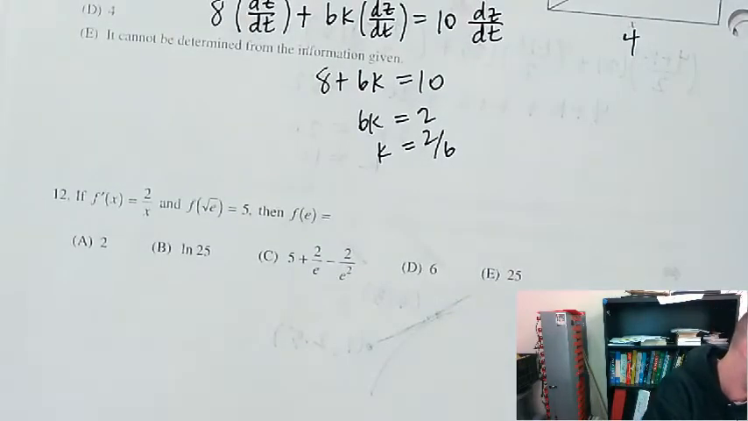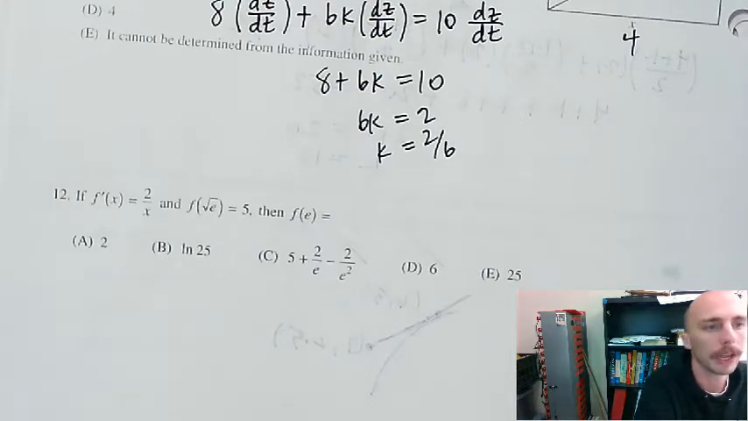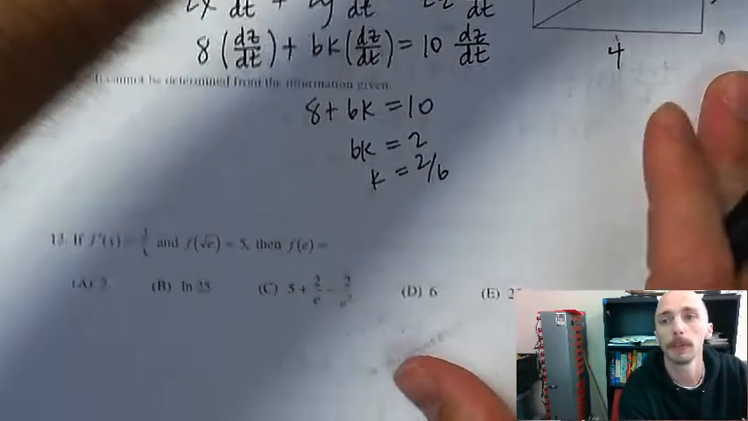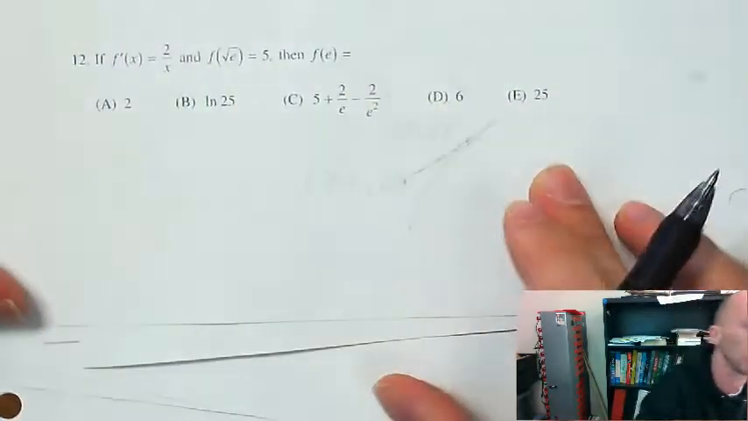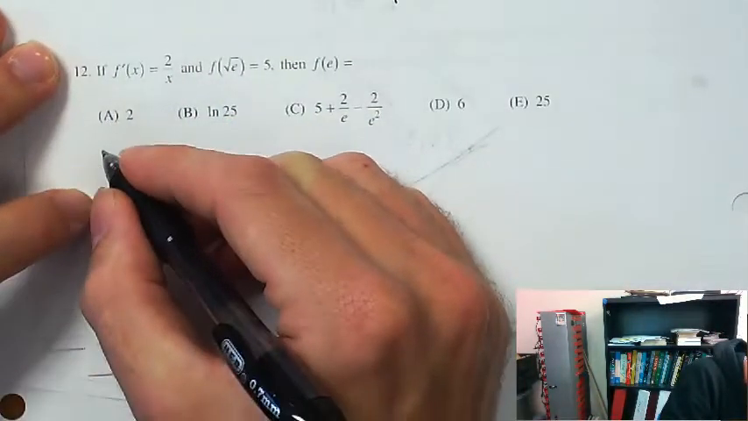If f prime of x is 2 over x, and f of the square root of e is 5, then what's going to happen with f of regular e? Well, f of b is f of a plus the integral of f prime. Okay, nothing else we can do here.